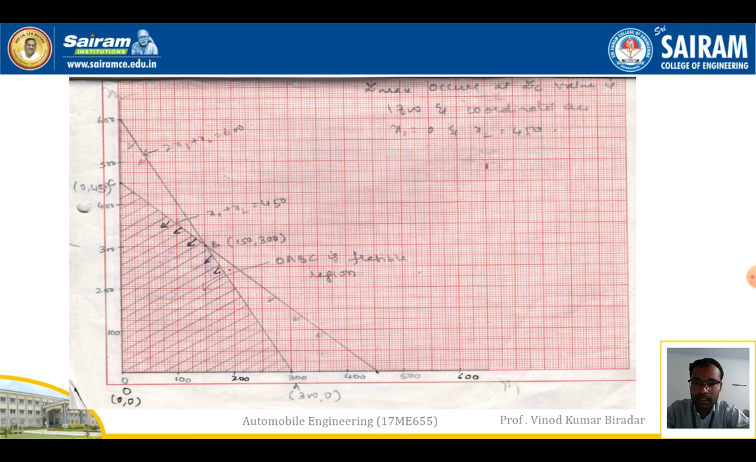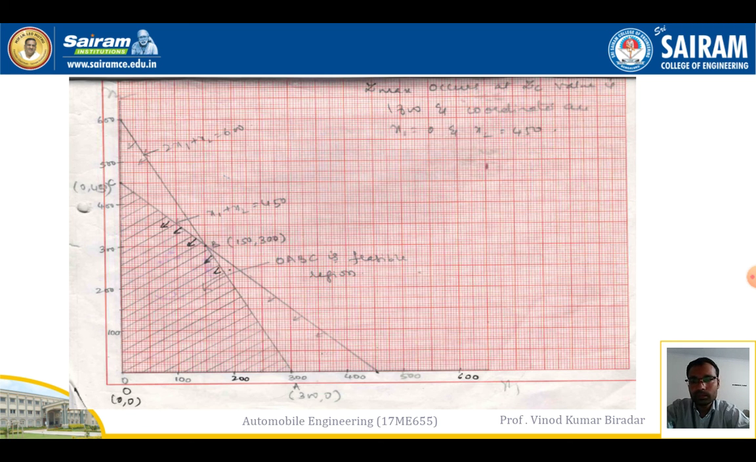Now the common area is O A B C. That point is very important. This is about the fourth step, identifying the location. This surface area is called the feasible region. Now the feasible region is O A B C.